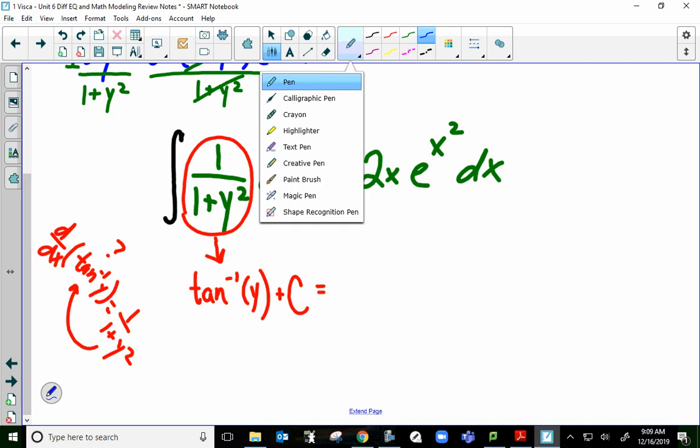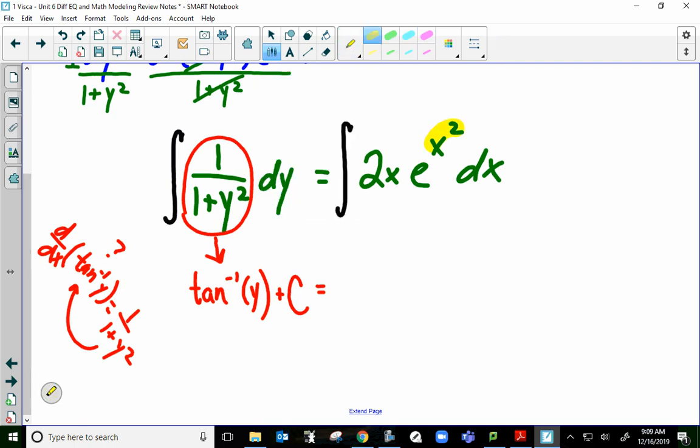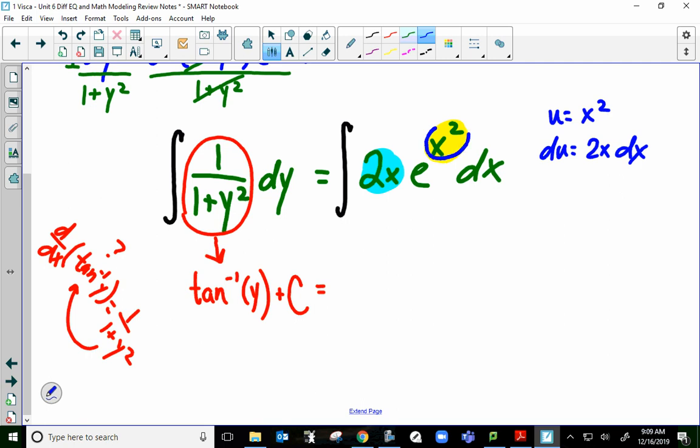Because I see, not only do I see a function, x squared, I see its derivative in there. So I'm going to let u equal x squared and du equals 2x dx. Oh, it works perfect. So in for x squared, I'm going to put a u in there. So I've got the integration of e to the u. And then in for 2x dx, it's all going to go bye-bye, and I'm going to put a du in there.